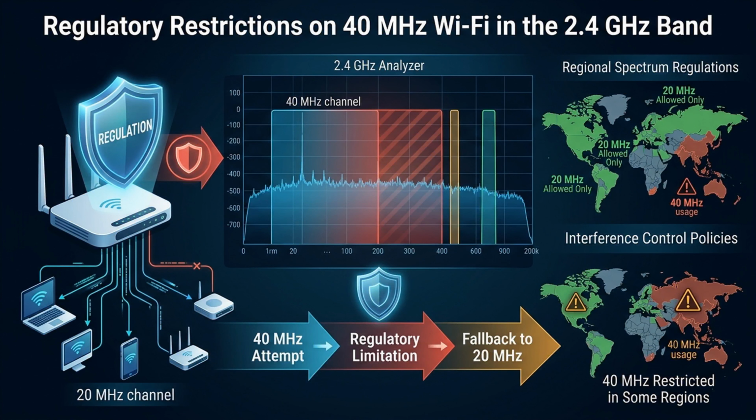Regulatory restrictions. In certain regions or countries, regulations may restrict or prohibit the use of 40 MHz channels in the 2.4 GHz band due to concerns over interference with other wireless systems.